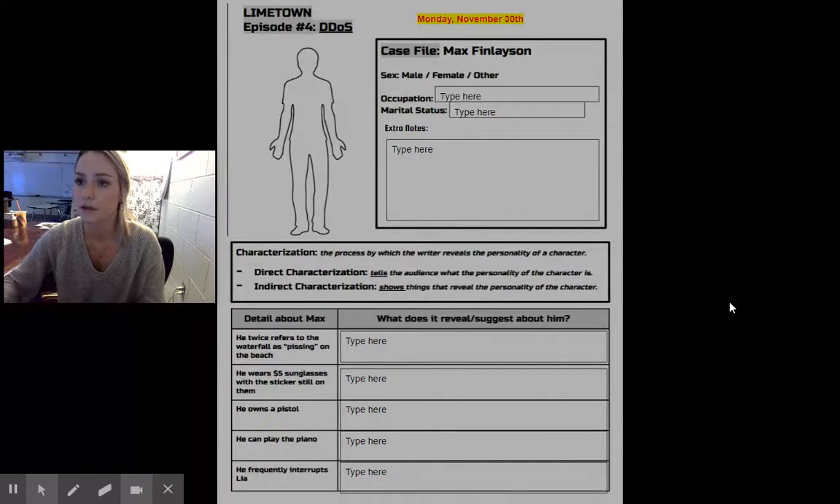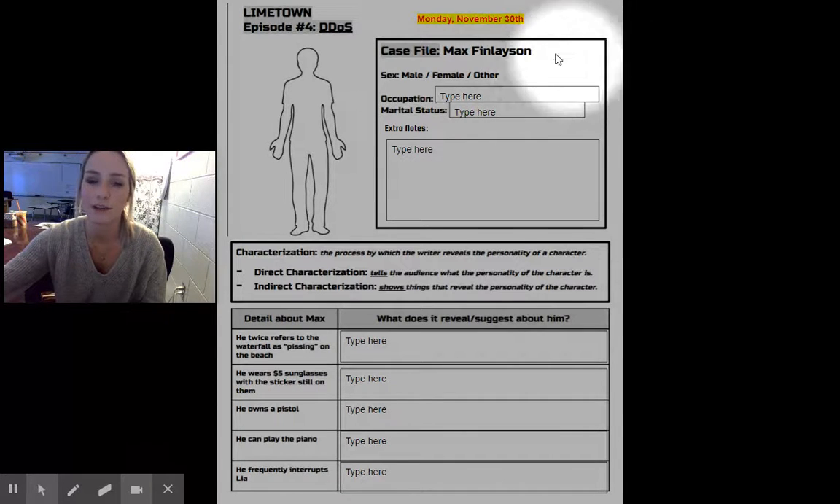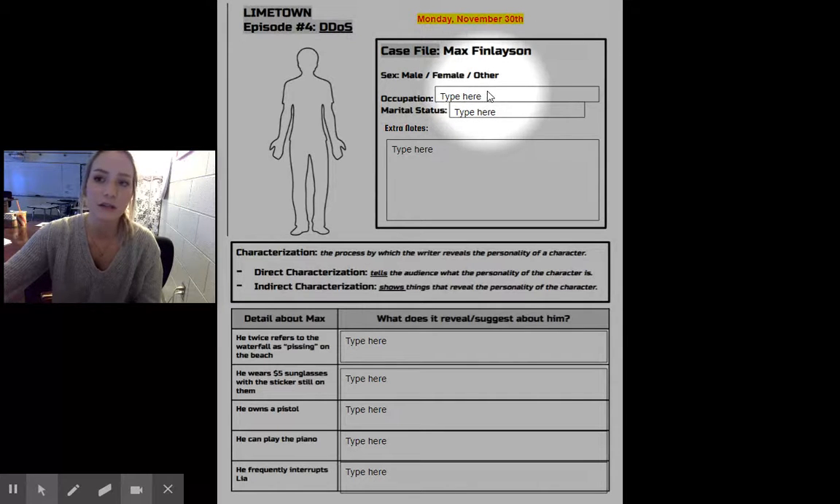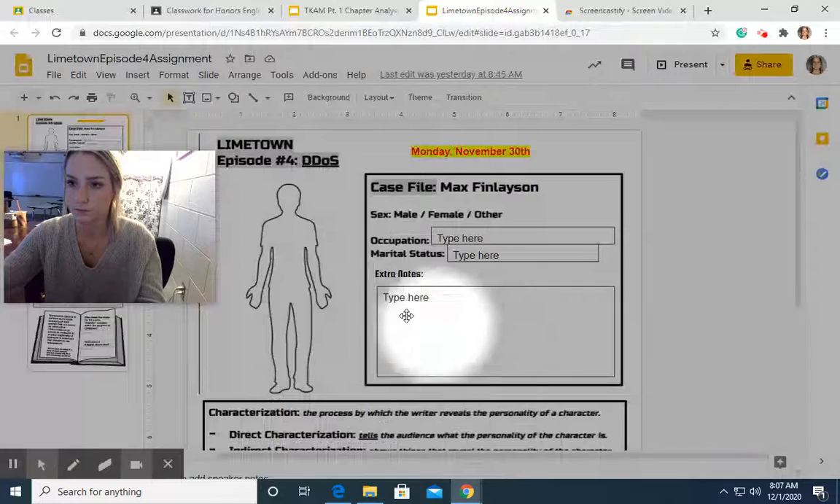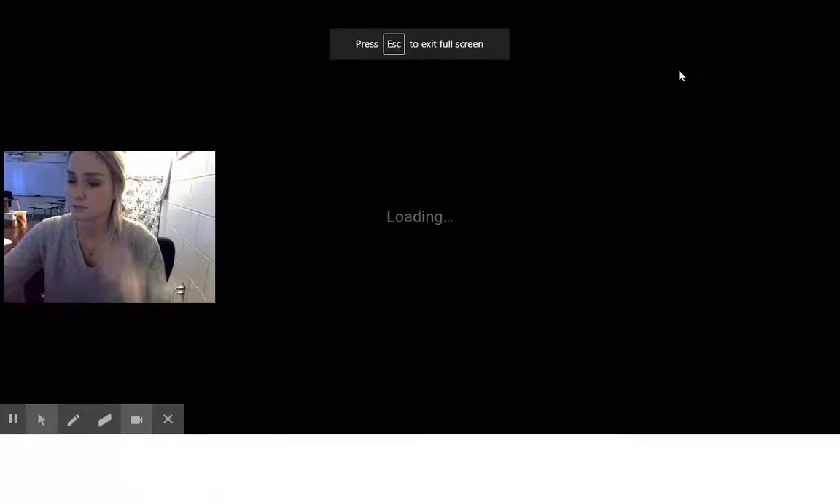Also, I forgot to put a little circle here, so don't worry about this part. Usually I'd have a thing where you can drag to put male. And for occupation, you can tell me his occupation before Limetown or after he got to Limetown, or both. It doesn't matter. Let me go to the next part here.